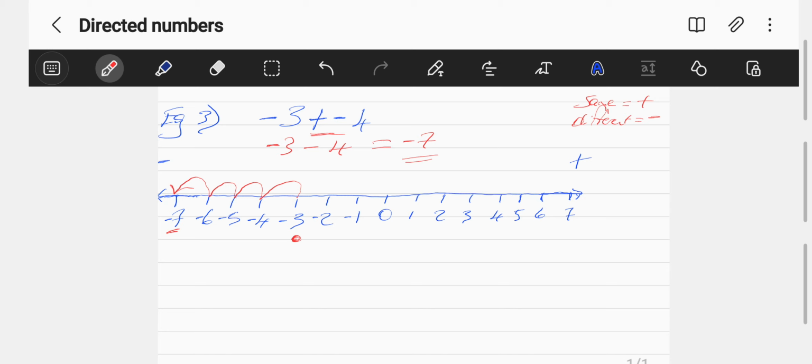That's our answer. So you should be well on your way now to dealing with directed numbers, positive and negative numbers.